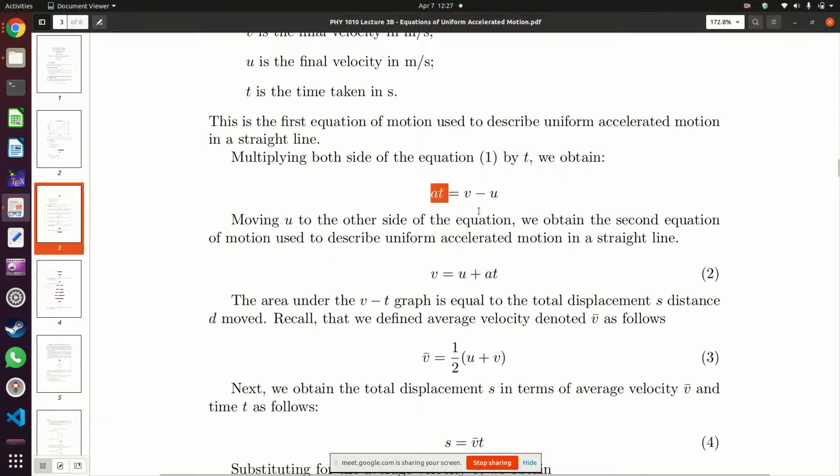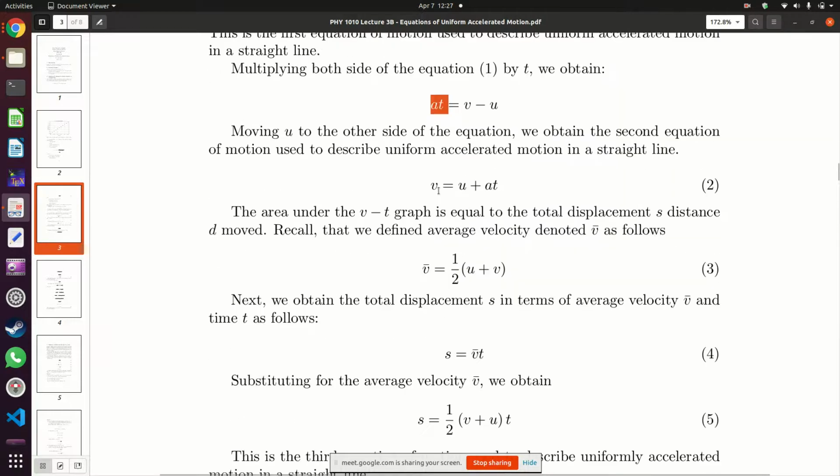Then we add u on both sides. So when you add u on both sides, we end up with v equals u plus at. This is what we end up with: v equals u plus at. This is the first equation which we can use to describe or predict uniform accelerated motion.